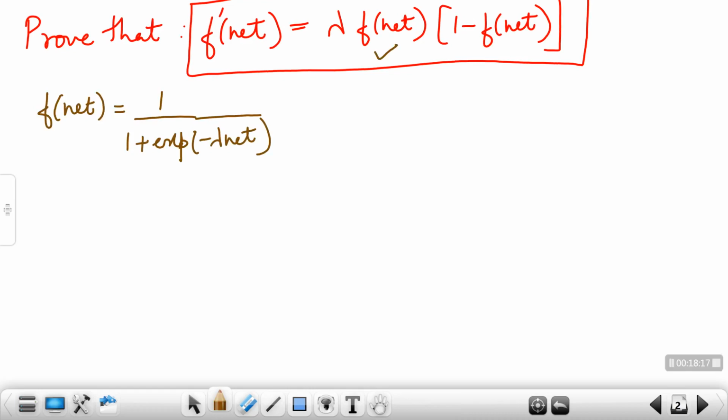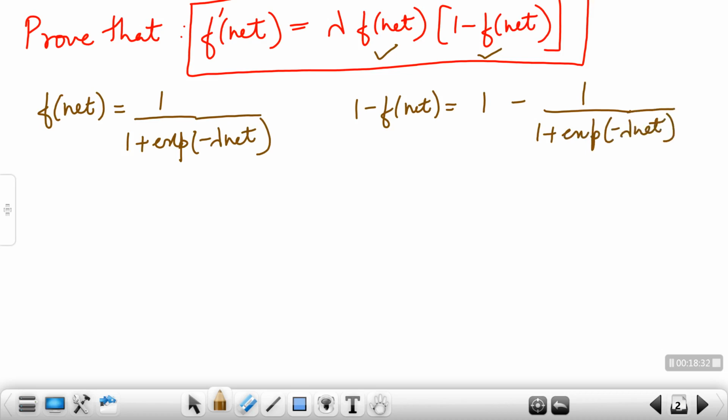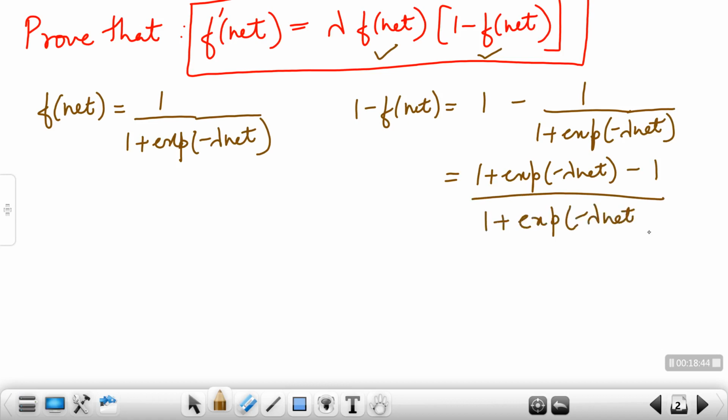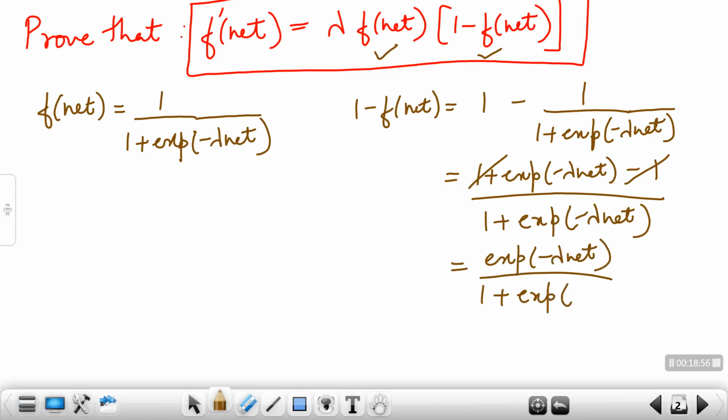Now we have got this term, and we want the next term. So we shall find 1 minus f of net. 1 minus f of net will be 1 minus 1 upon 1 plus exponential of minus lambda net. If we do this, it will be 1 plus exponential minus lambda net minus 1, upon 1 plus exponential minus lambda net. So the 1 and the 1 will get cancelled, and we are left with exponential of minus lambda net upon 1 plus exponential of minus lambda net. So I have found this.